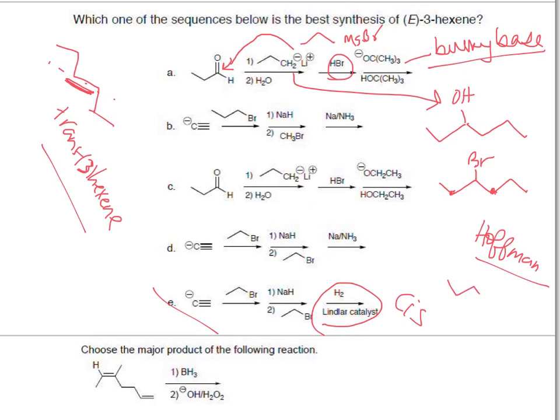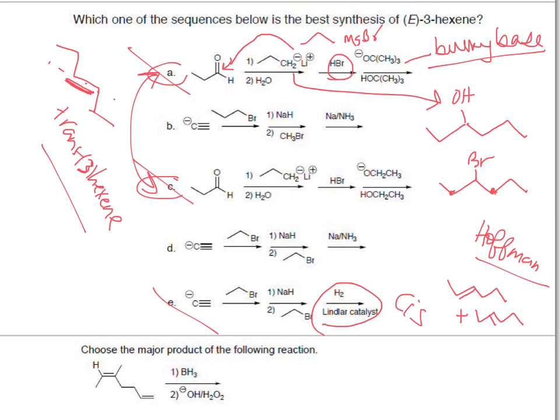You're going to end up with a mixture of products that looks like a combination of these two compounds. So whether you choose to follow A or C, it's going to give you the same product. And since it's a mixture, I don't consider that best. So A and C can also be thrown out of the window. Now I have B and D.